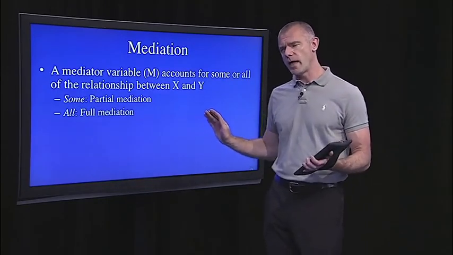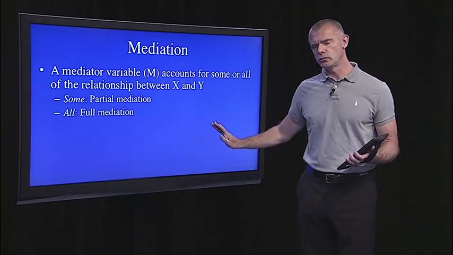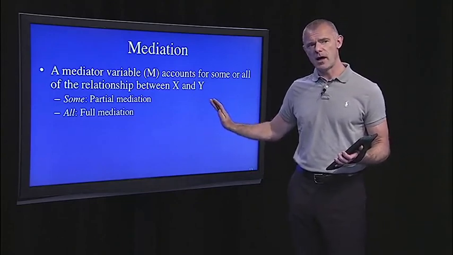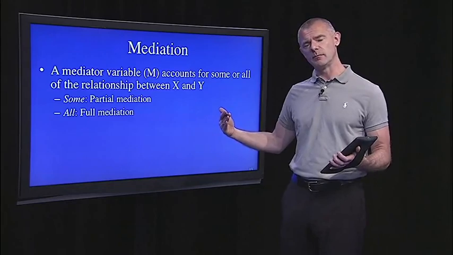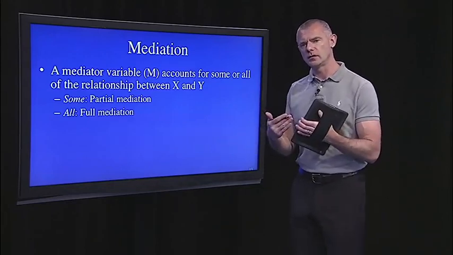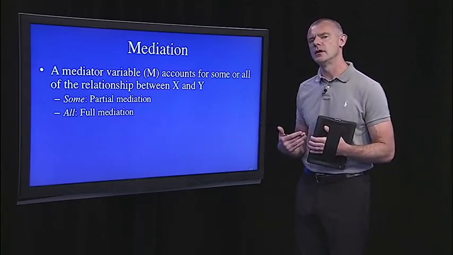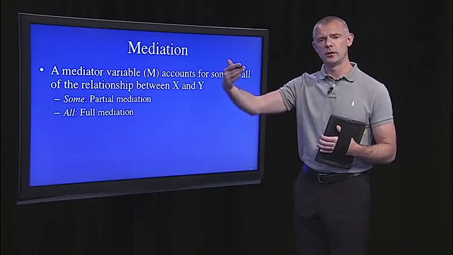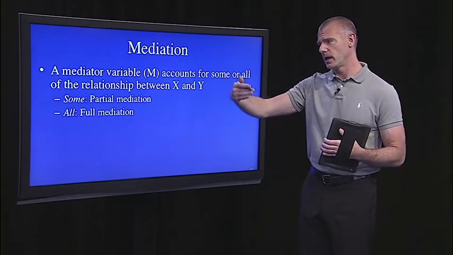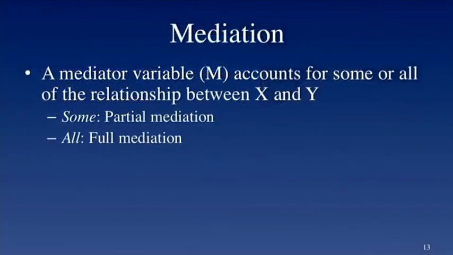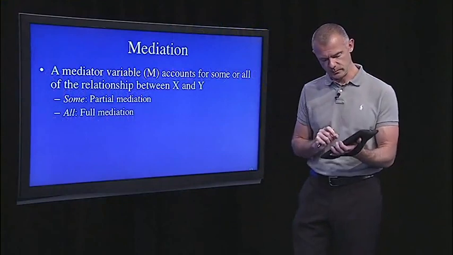It's possible, though, for B2, the regression coefficient for X, to still be significant but of a smaller or weaker value than it was originally when it was put into the regression equation by itself. In that case, we'll have evidence for partial mediation. So there are really three possible outcomes when you do a mediation analysis. You might see no evidence for mediation, or you might see evidence for full mediation, but you also might see evidence for some. And I'll show you an example of that.